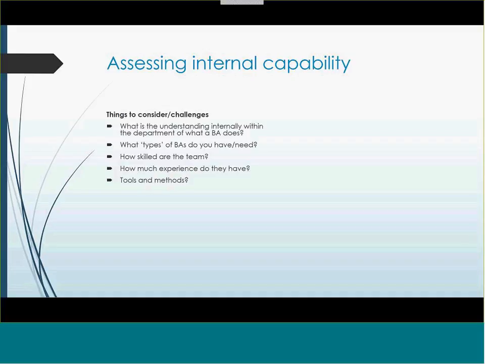There are different types of BAs. You could have pure BAs that are purely business focused, generalists, or business system analysts / functional analysts. So does everyone in your own department understand what a BA does, that there are differences, what those differences mean, and who has specialisms in those different types of roles? So what BAs do you have?